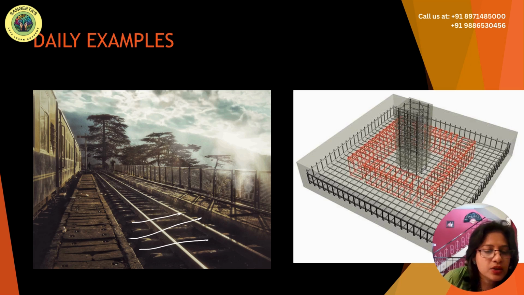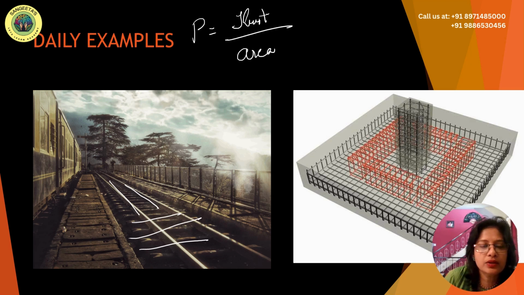Now the train is going on these tracks only, right? The area of the train is large, but the area on which the train is going is less. So the pressure will be very high on these railway lines. So what we have done is reduce the pressure with the help of these sleepers.